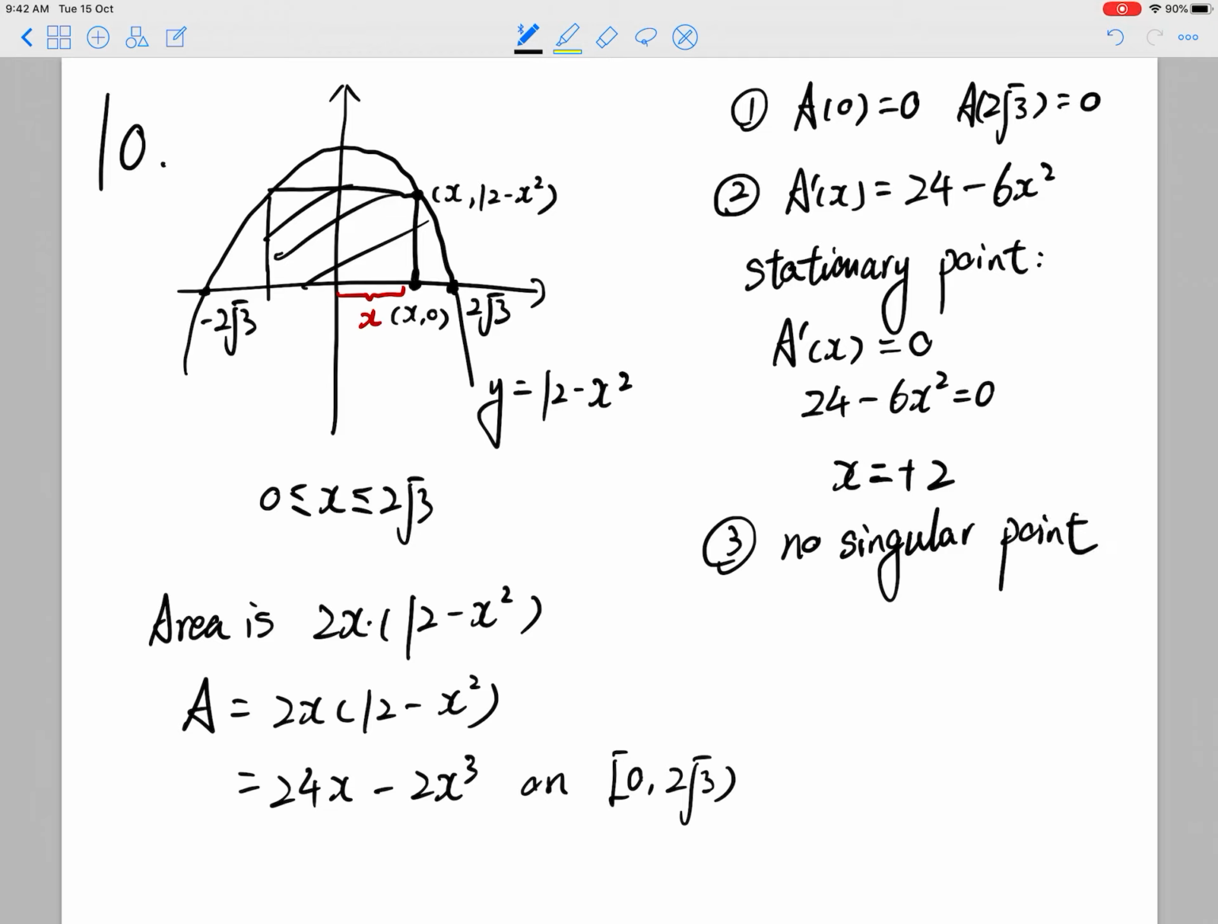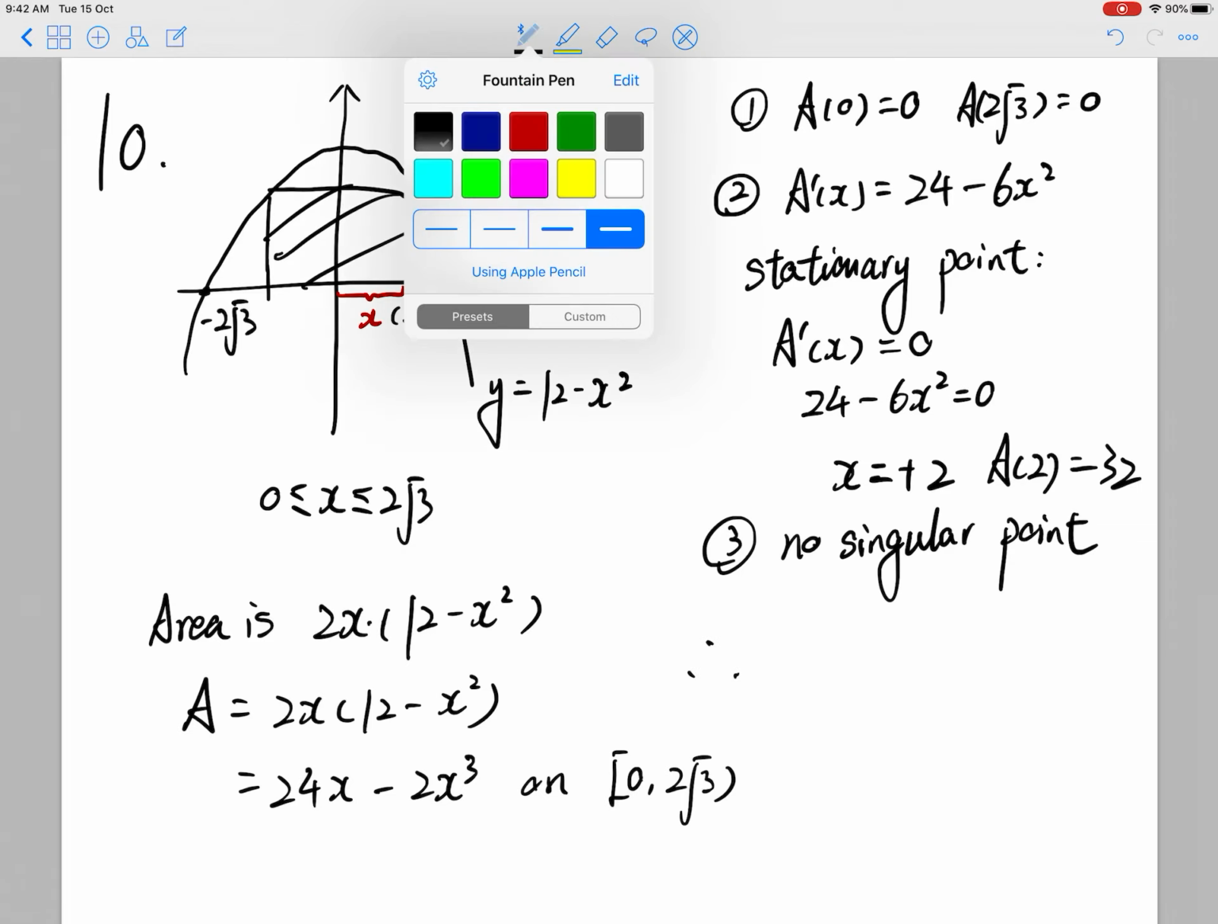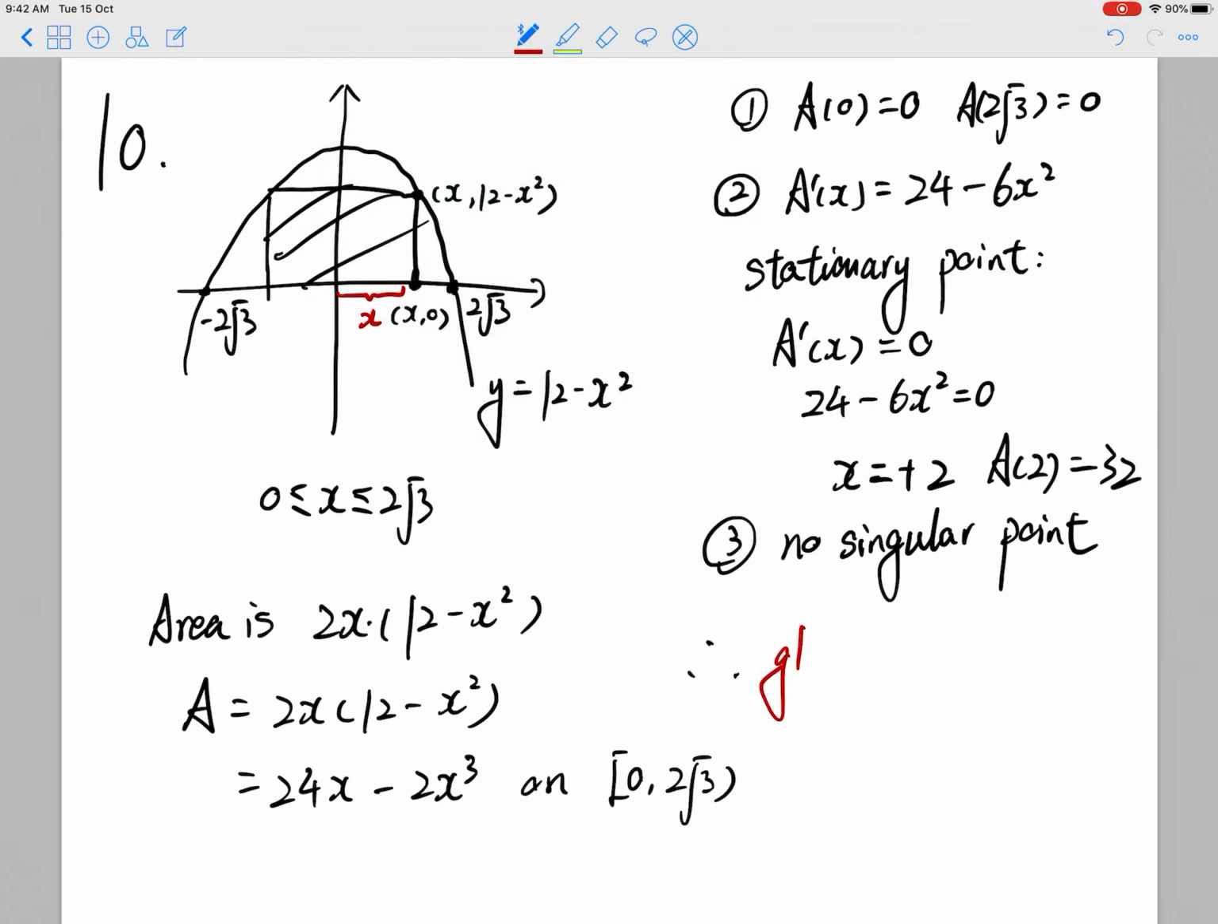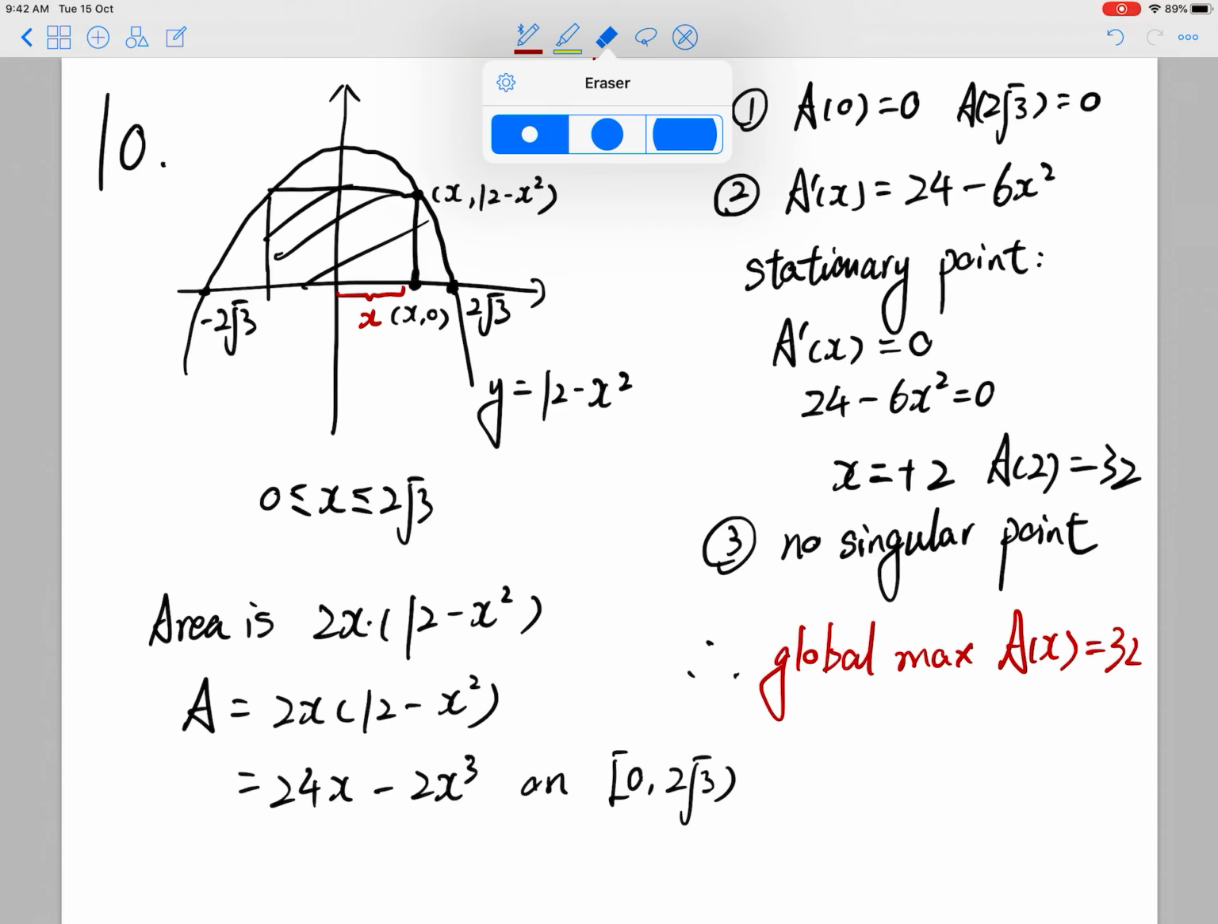So you can compare. Then what is A(2)? You substitute back, it is 8 times 2 times 2, right? It is 32. So the conclusion is that the global max is 32 when x is 2. Okay, the global max is 32 when x is 2.